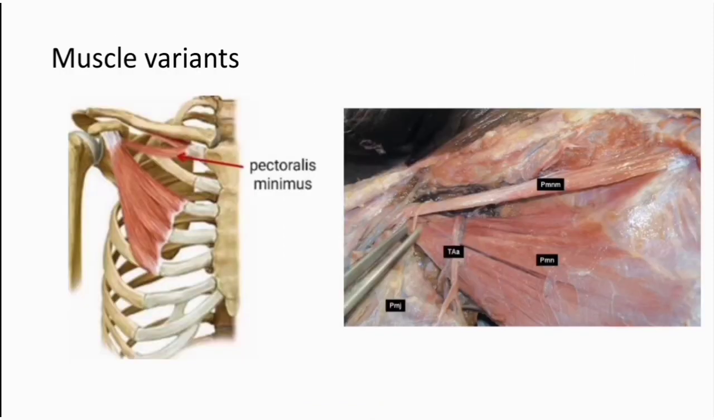Next, let's see some muscle variants. Here you can see the pectoralis minimus, which I have already mentioned. It extends from the first rib to the coracoid process. These are separated fibers of the pectoralis minor. This is the cadaveric specimen of pectoralis minimus.